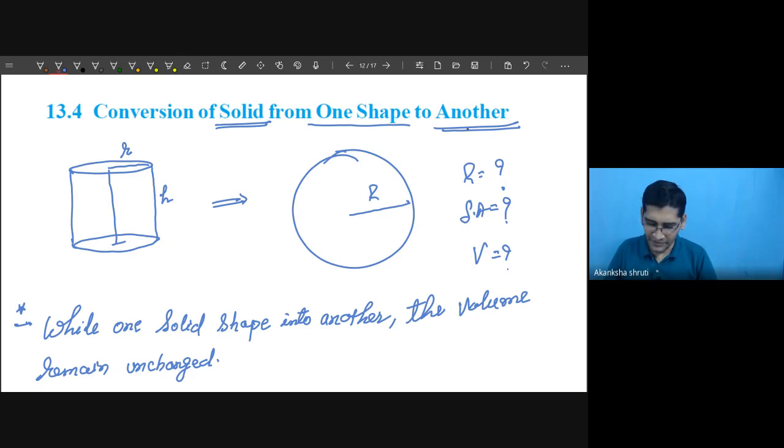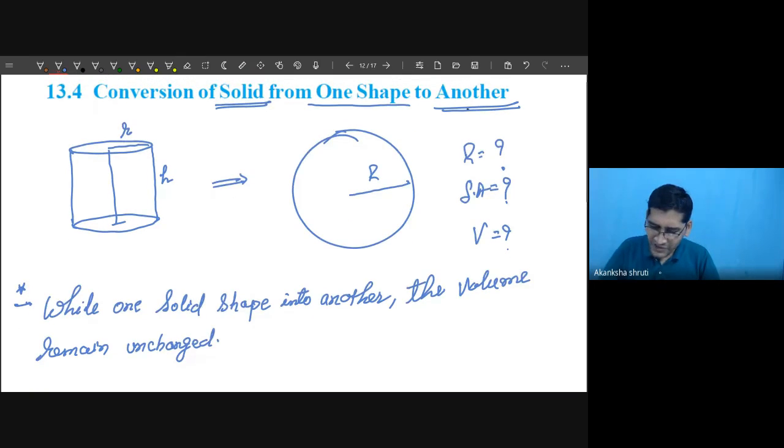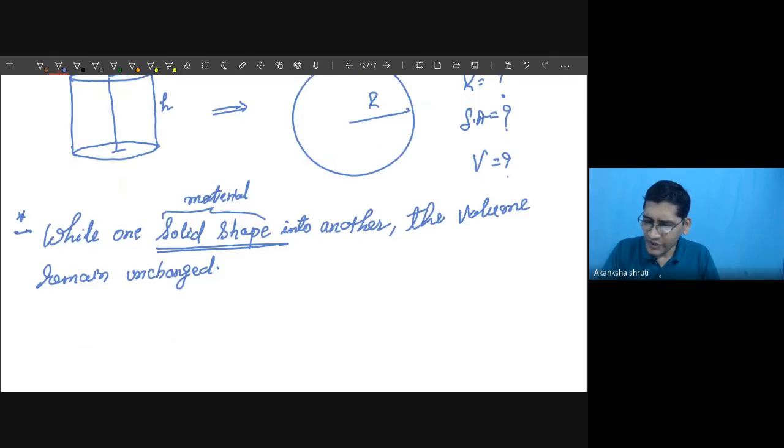This is the only concept. How to apply this concept? We have to keep in mind it is the solid shape, so solid shape means the material used. It is only the material which is present in this shape. Say if you are taking a hollow cylinder, then you shall take only the thickness of that hollow cylinder, only that much material, and its volume you have to take. Its shape is going to change from one into another.